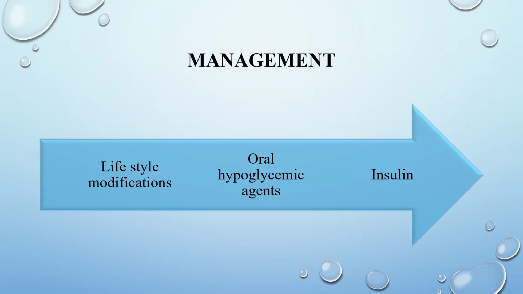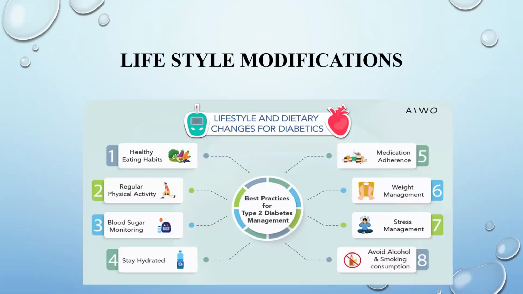Management of diabetes mellitus usually revolves around lifestyle modification, oral hypoglycemic agents, and insulin therapy. The lifestyle modification includes, first of all, healthy eating habits. The patient should do regular physical activity. Blood sugar monitoring is very important. The patient should stay hydrated. Medication adherence is also very important. The patient should be encouraged to maintain an ideal weight. Stress management should be done, and the patient should avoid smoking and consumption of alcohol.